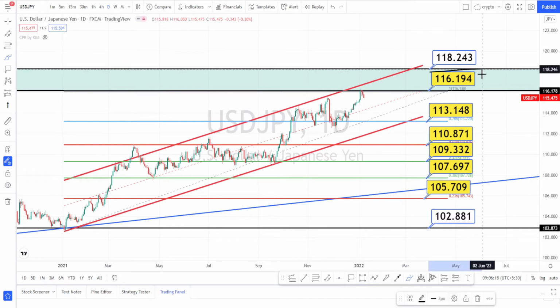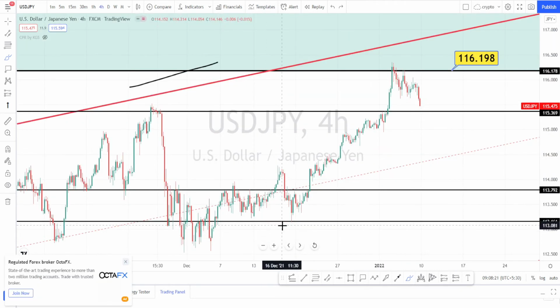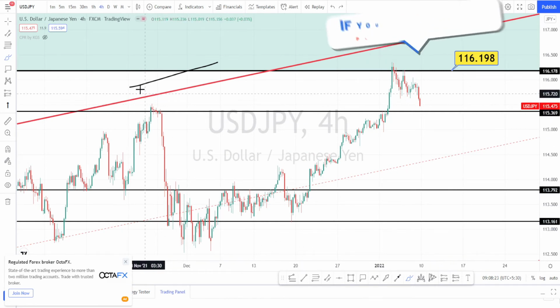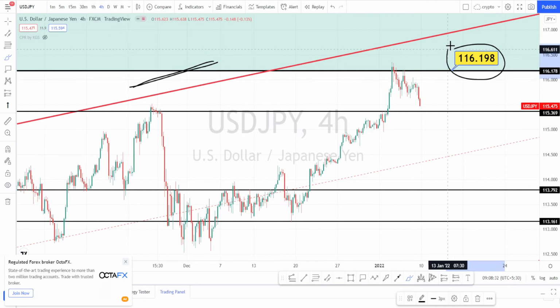So these are all the support and resistance levels in daily time frame. Let us do the analysis in 4 hours time frame. I am in 4 hours time frame now. We know from the daily time frame that the current price action is trading within a bullish channel pattern, and this is the higher time frame resistance level.